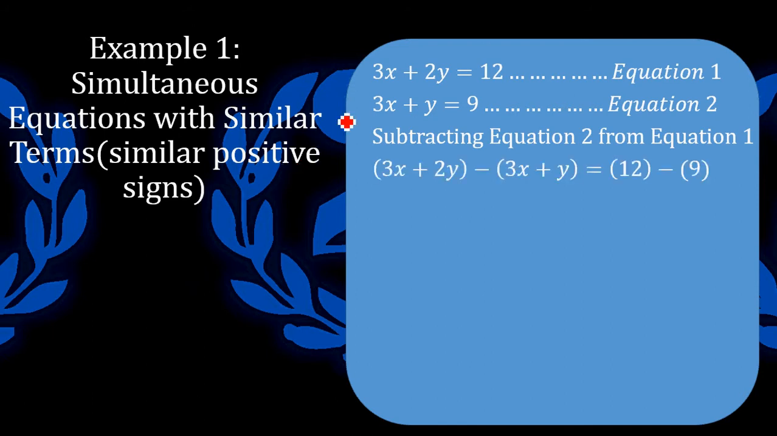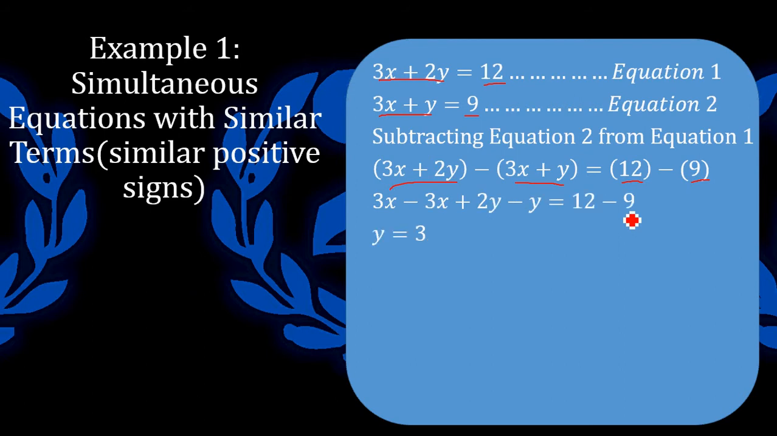Notice in the statement that follows, what I did was I take the left hand side of both equations and I subtracted them from each other. And then I take the right hand side of both equations and I put it on the other side of the equal sign and I subtracted them from each other. Next, all I have to do is just simply simplify, and I'll get a value of y equal to 3.